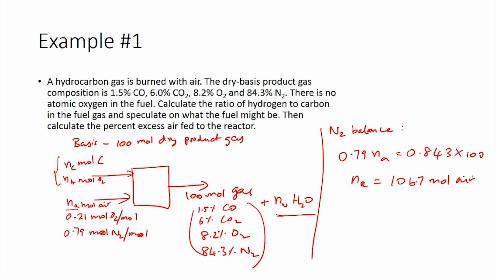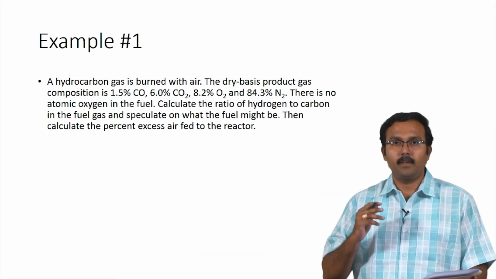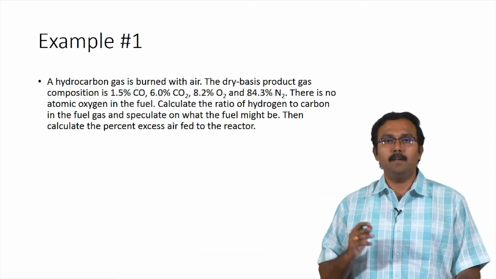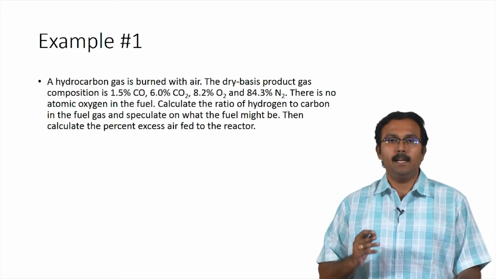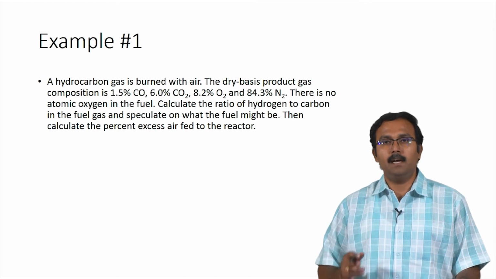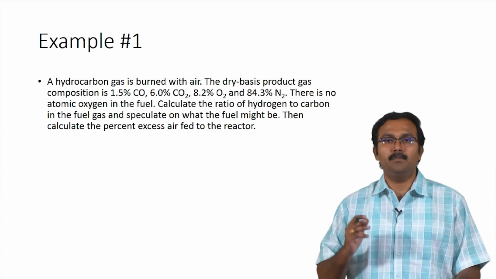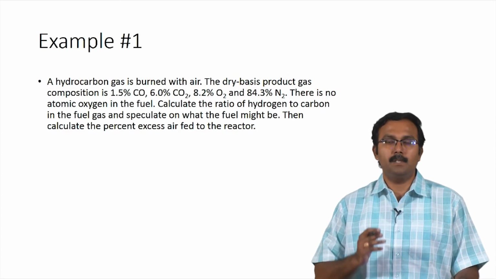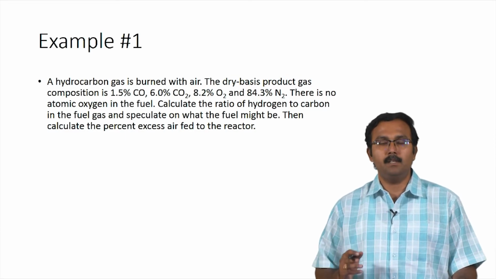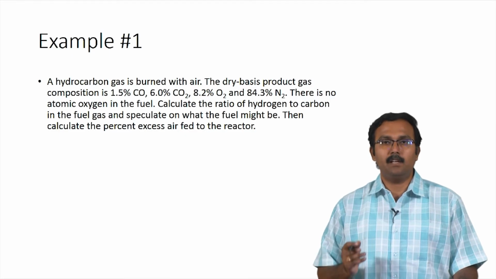So, the next step is to calculate the ratio of carbon to hydrogen. How do we go about doing that? What balances can we write? To calculate the ratio of carbon to hydrogen, we will be writing atomic balances for carbon, hydrogen and oxygen. Using this we will be able to calculate the number of atoms of carbon which is entering and number of atoms of hydrogen which is entering, from which we can calculate the ratio of carbon to hydrogen.